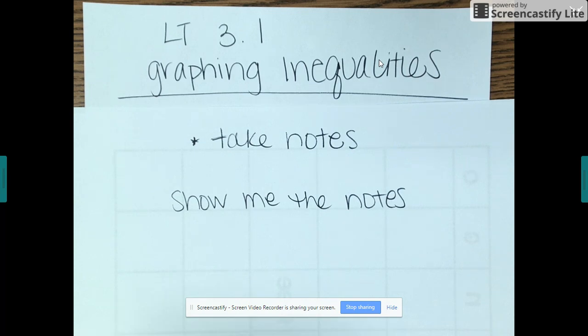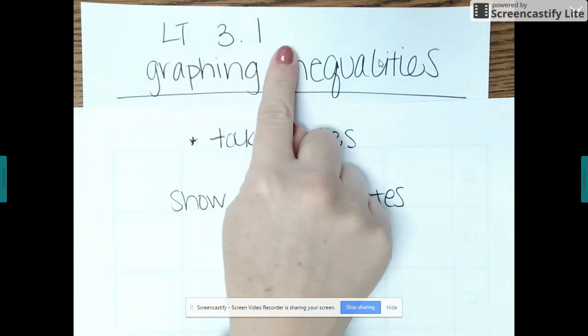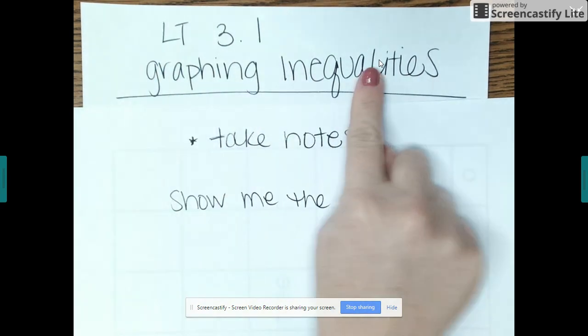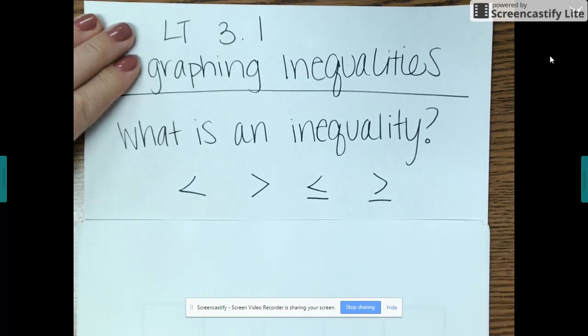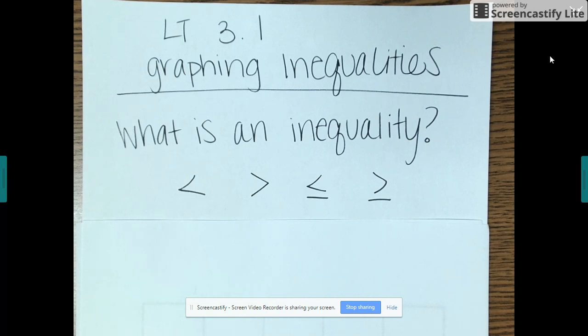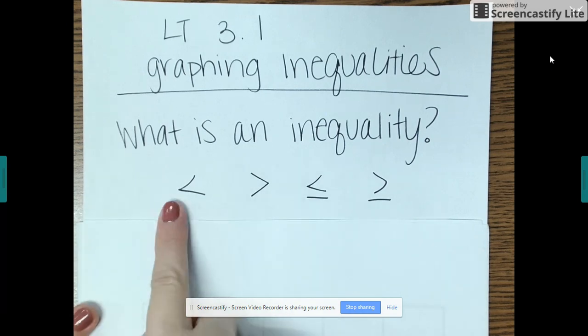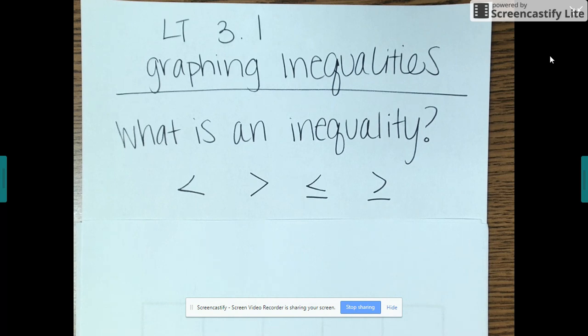Okay. So today we're doing LT3.1. We're going to be graphing inequalities. So my first question to you is, what is an inequality? Now, here are the signs of inequality. Have you guys seen them before? Are they totally new? And there are a couple of ways that we've already mentioned of how to remember things, like if it's eating a number.